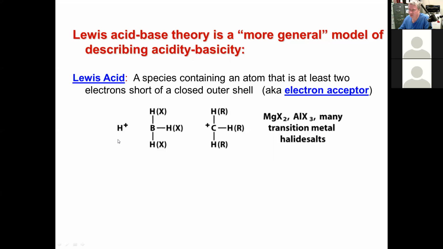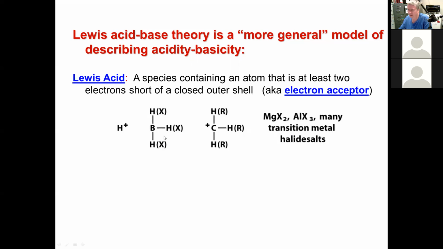Okay, so what are some Lewis acids? H+, which has no electrons around it. It is a Lewis acid as well as a Bronsted acid, right? But these guys are not Bronsted acids, metals. The metals are not. And like borane, how many electrons are on borane? It looks like 2, 4, 6, right? Is that an octet? Is 6 an octet? 6 is not an octet.